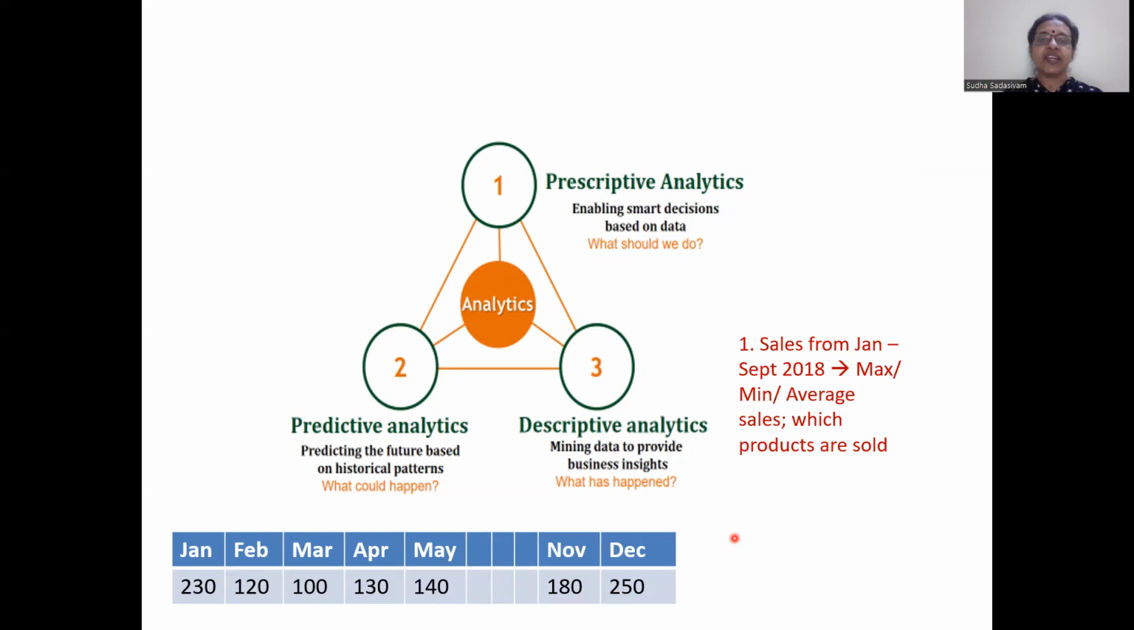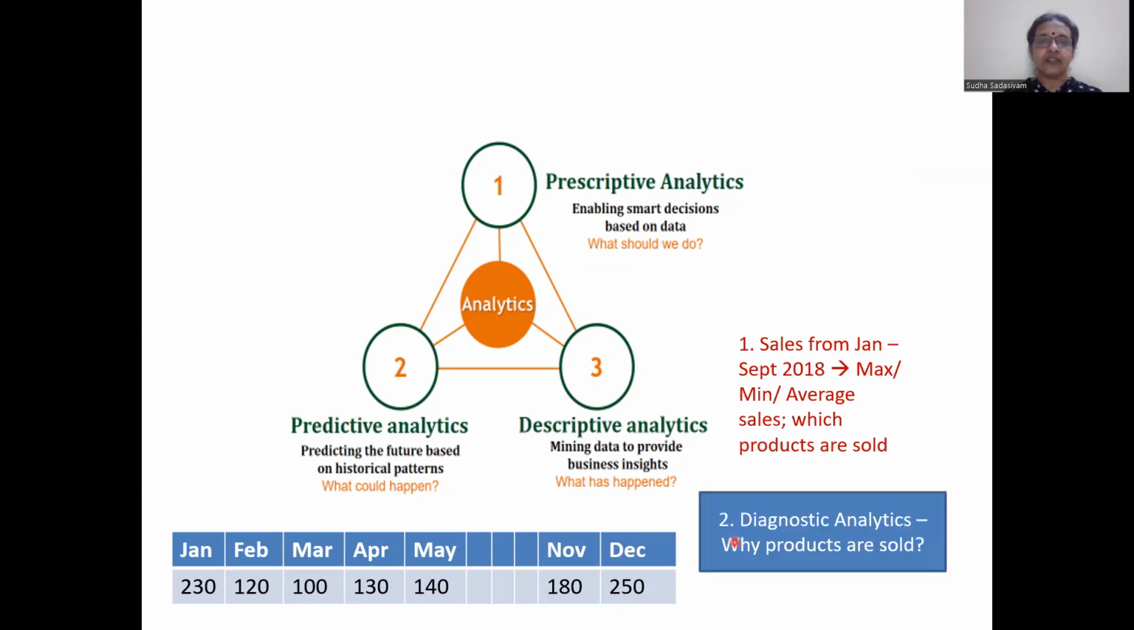The second type of analytics is diagnostic analytics. It tries to identify, using context knowledge, why such a thing has happened. For example, why there is maximum sales in the month of December. It may be connected to a particular festival like Christmas, and hence there is more sales of cakes. So that is what is meant by diagnostic analytics.